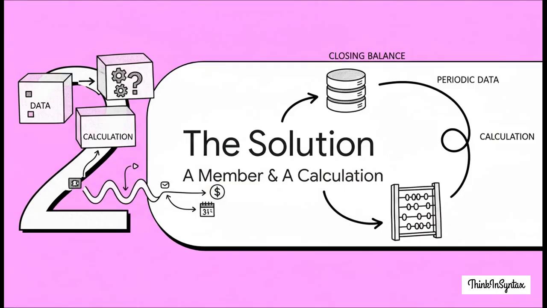So how do we fix this mess? Well, the good news is Oracle actually built the solution right into the FCCS framework. It's this brilliant two-part approach: a dedicated place to put your closing balance data, and then a smart, automated calculation to translate it for you.